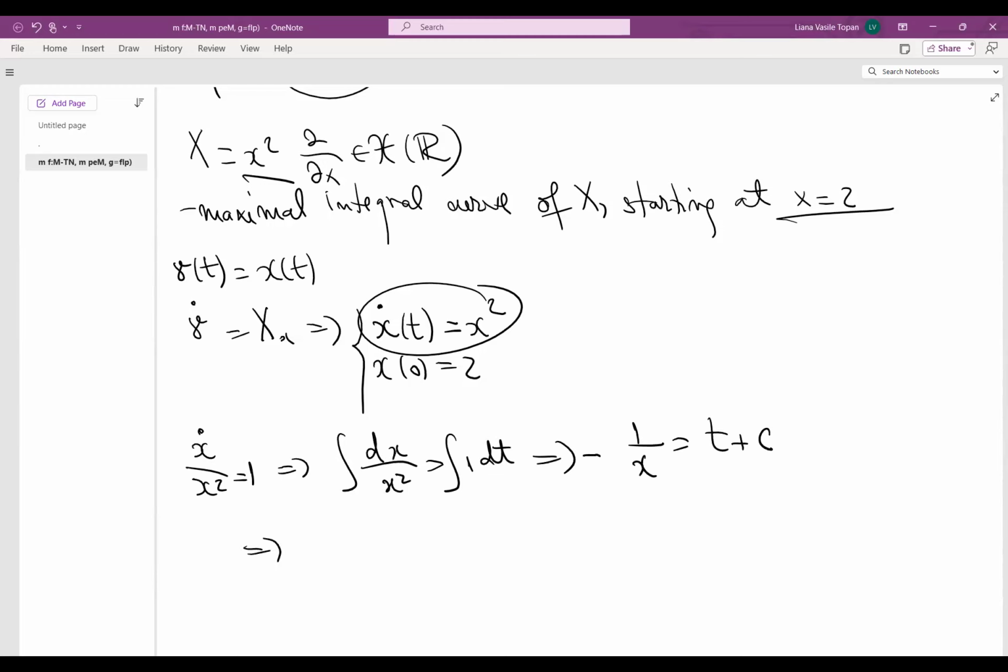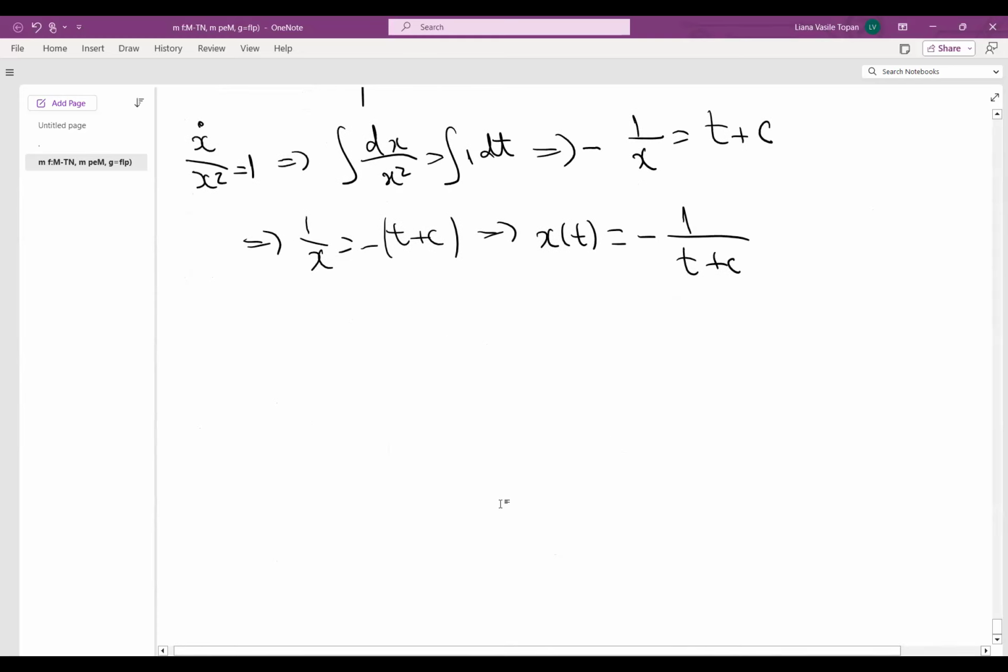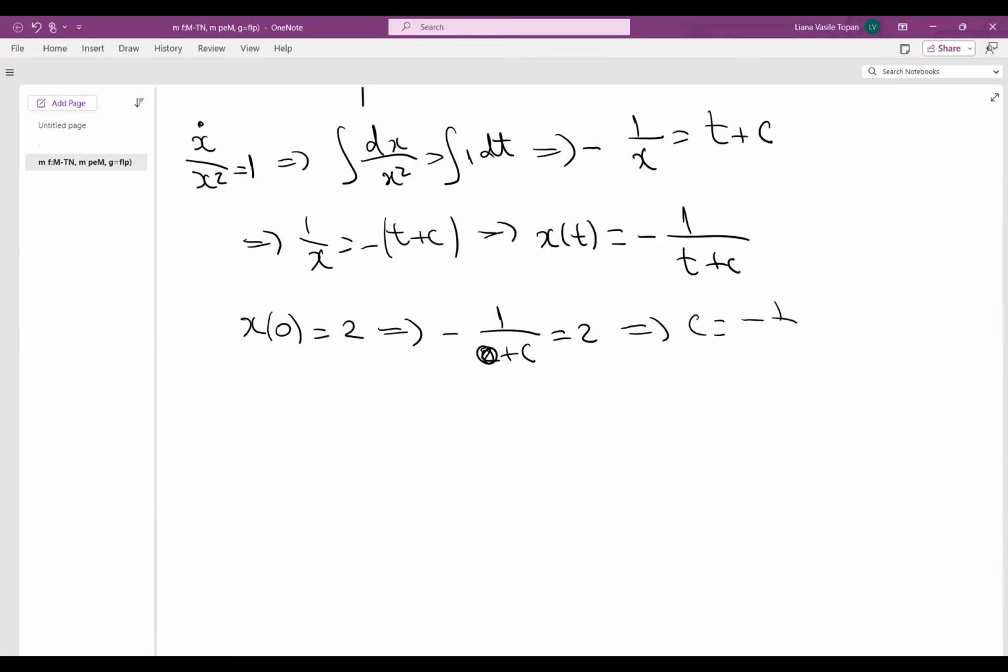So we have 1 over x is minus t plus c, right? So x of t will be minus 1 over t plus c, something like that, right? Now x of 0 equals 2, which means that negative 1 over 0 plus c equals 2. So c will be negative 1 over 2.